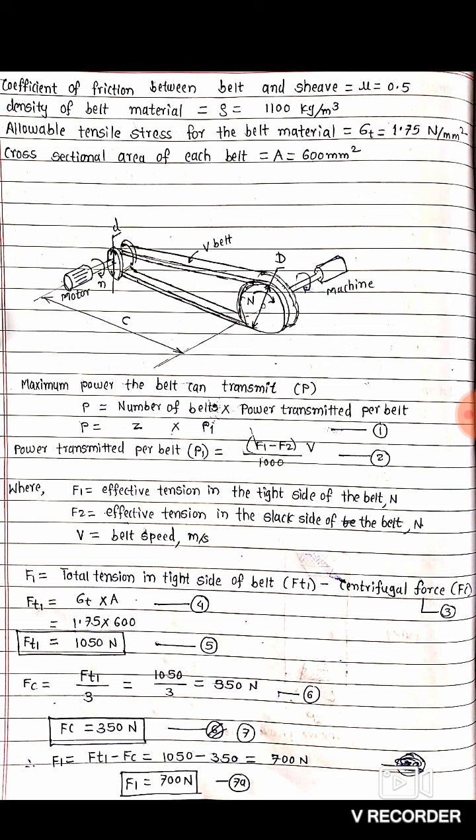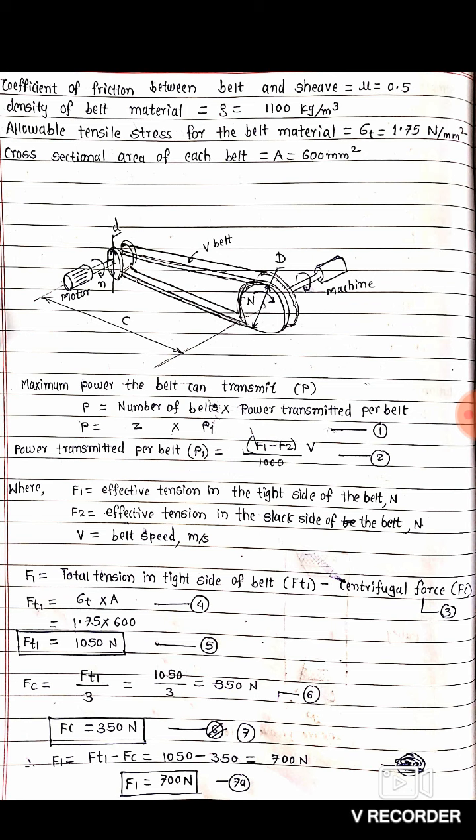So for power transmitted per belt, we use one relation, that is P1 is equal to effective tension in tight side of belt, that is F1, minus effective tension in the slack side of the belt, that is F2, divided by 1000, into V, where V is belt speed in meters per second. So for the purpose of calculating P1, we must calculate F1, F2 and V. Then only we can calculate the P1 value.